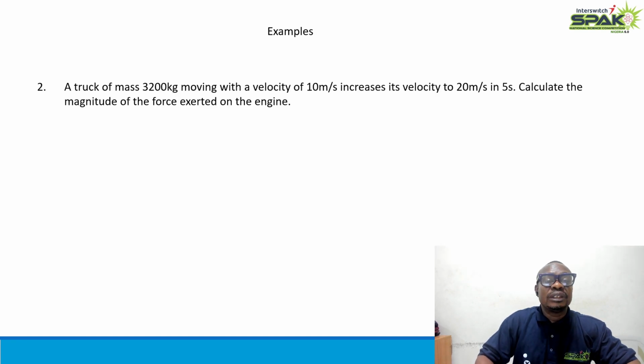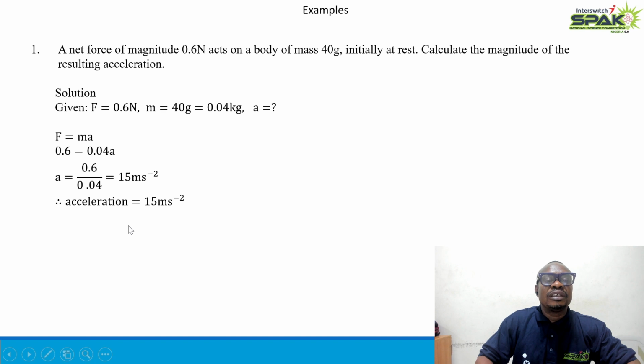Now, having taken your parameters, the magnitude of the force is 0.6 newton. The mass is what? 40 gram. But gram is not the SI unit, so we need to convert it to kilogram. And we are to look for what? Acceleration. So what comes to your mind looking at the parameters F, m, a? Force is equal to mass times acceleration. So we key in the values. When you substitute, here we have a, divide both sides by 0.04, and our final answer is 15 meters per second squared. So that is our acceleration.